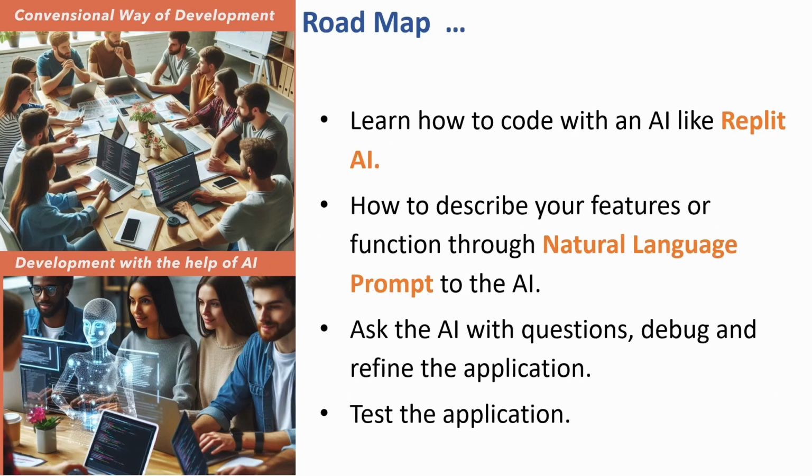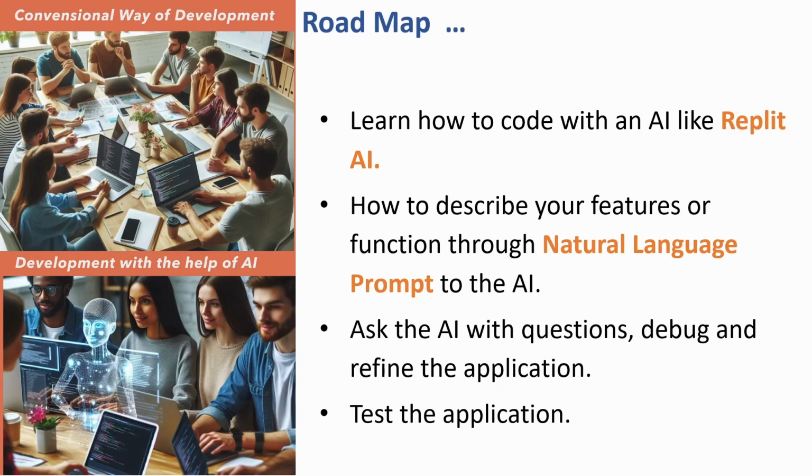Then learn how to code with an AI like Replit AI. This is modern web development. Nowadays the coding will be carried out by any one of the artificial intelligence agents. One of them is the Replit artificial intelligence agent. So you should learn how to code with an AI and how to describe your features or functions through natural language prompts to the AI.